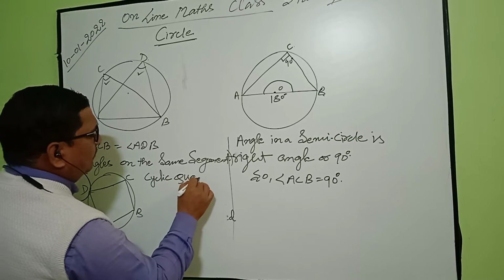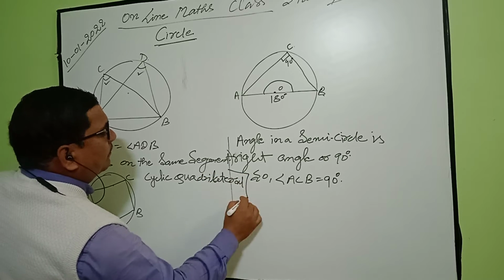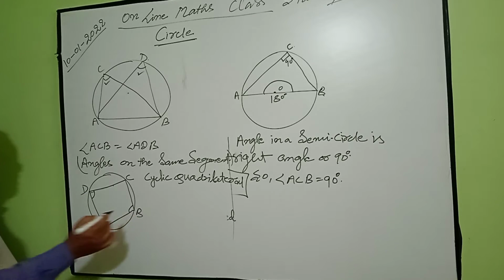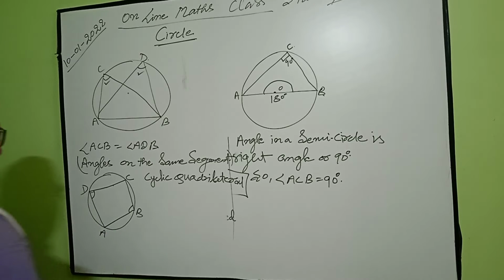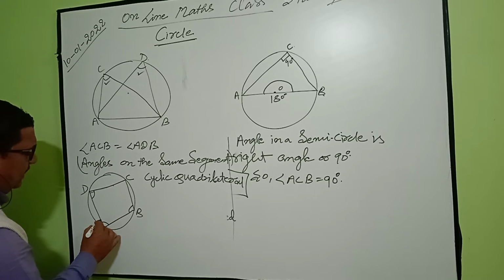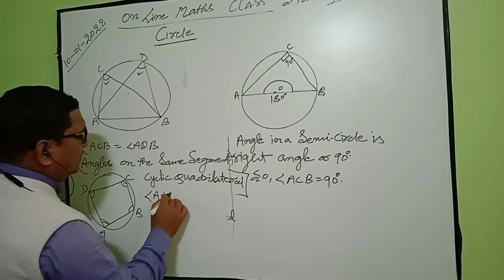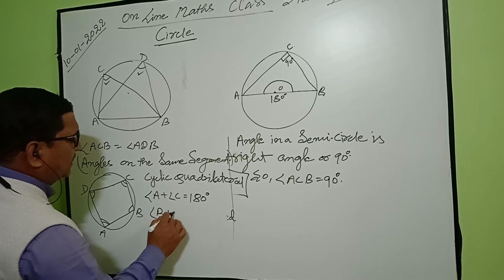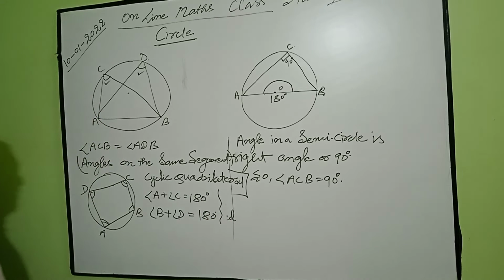This is known as a cyclic quadrilateral. So the sum of opposite angles must be equal to 180 degrees. This is the property of a cyclic quadrilateral. Angle A plus angle C is 180 degrees, angle B plus angle D is 180 degrees.